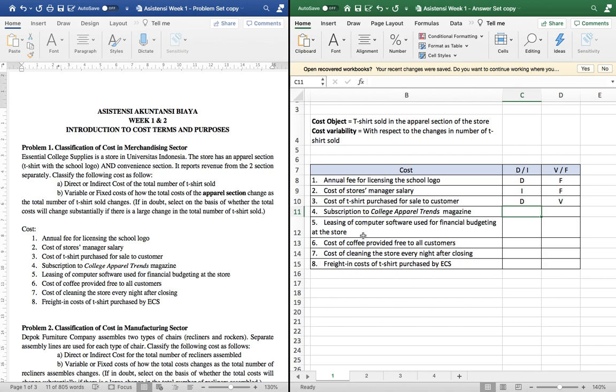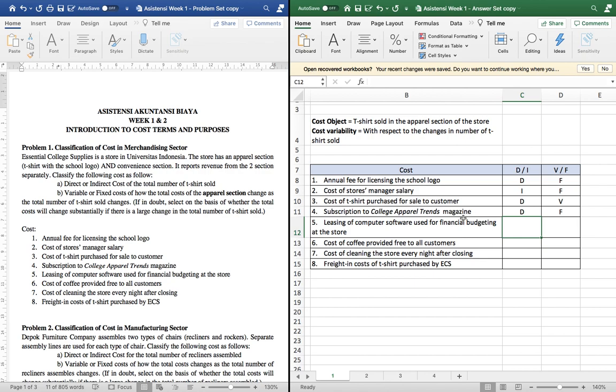And then the fourth one is subscription to College Apparel Trends magazine. This is also a direct cost. Why? Because as we can see, it is a College Apparel Trends, which we can attribute to the apparel section of the store. And then the apparel section itself mentioned in the case it only sells t-shirt. So we can say that this cost is direct cost for the t-shirt sold in the store. But it is a fixed cost because we don't increase the cost when we increase the number of t-shirts sold.